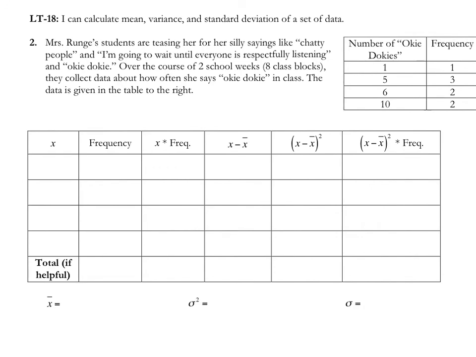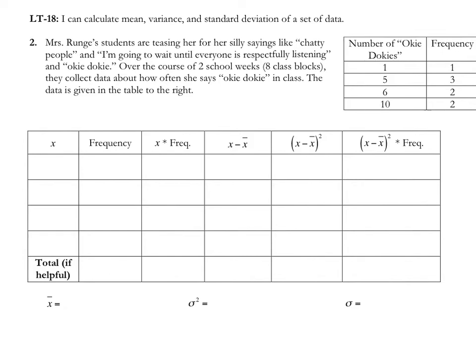Problem number 2 is a more complicated problem because you're not just given a list of data points, you're given a list of data points as well as how often they occur. So whenever you see frequency information, that means the data point 1 happens once, the data point 5 happens 3 times, the data point 6 happens twice, the data point 10 happens 2 times. So everything that we did in the previous problem is just a little bit more complicated when we have this frequency information. So let's do an example where we have frequency information.